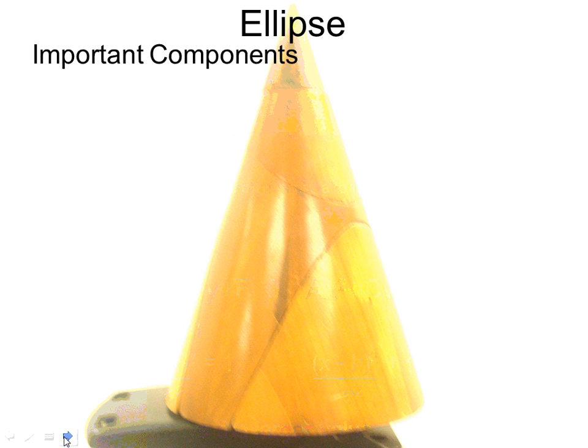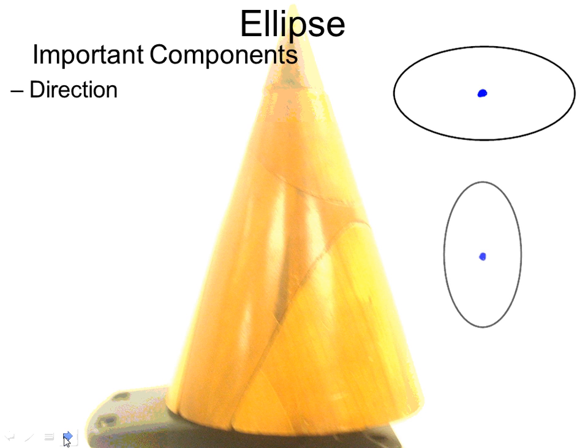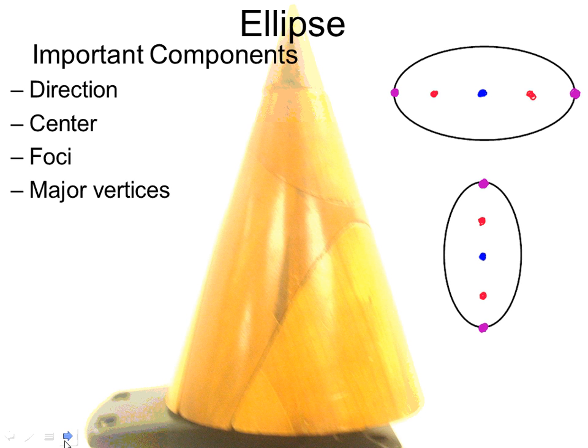Important components of the ellipse. We have to have direction. We have horizontal or vertical. Which is the longer way going? We have a center. That's the little blue dot. That's always going to happen. There's the foci. Those are the 2 points that we're measuring our distance from. From those 2 points, the sum of that distance is always the same. We have major vertices, sometimes called vertices, and they're the endpoints of the curves at both ends. We also have minor vertices, also sometimes called co-vertices. They're the smaller ones. They're closer to the center point.